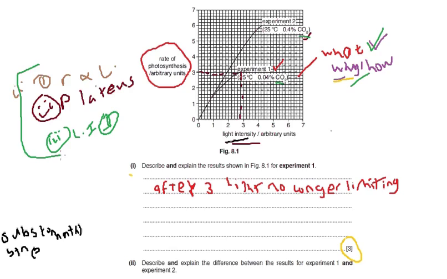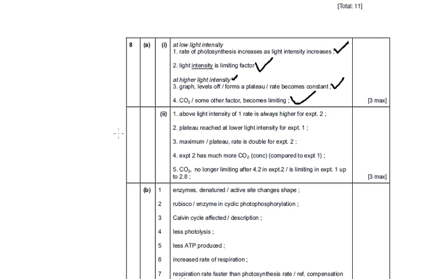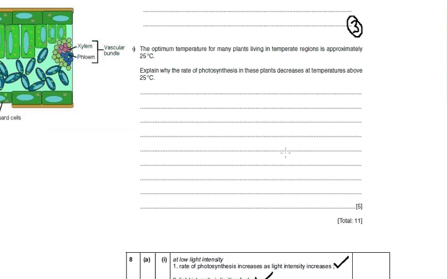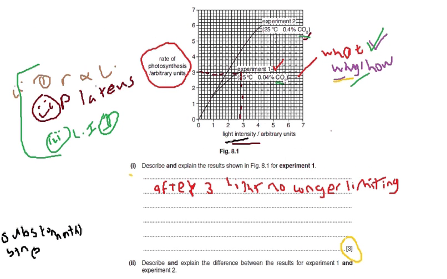Now let's see what the marking scheme says. It says that above light intensity 1, rate is always higher for experiment 2. Plateau reached at lower light intensity for experiment 1. This is the point we mentioned. Maximum plateau rate is double for experiment 2. We see that the plateau for experiment 2 is double.